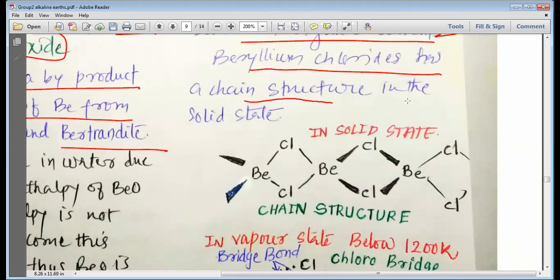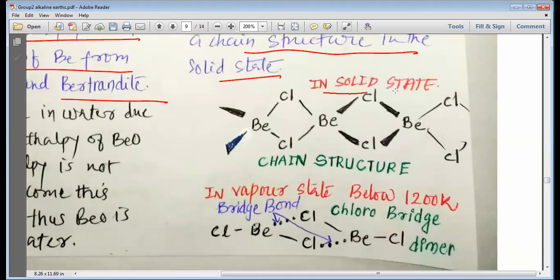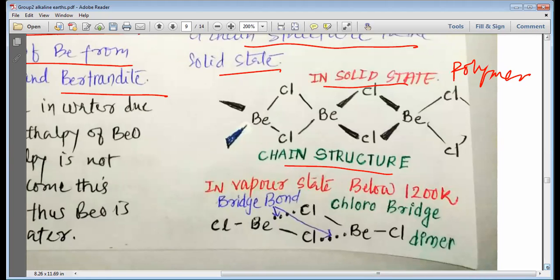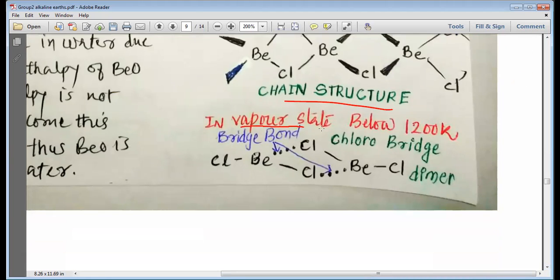Beryllium chloride has a chain structure in the solid state. This is also an important point, my dear students. In the solid state, this beryllium chloride actually has a chain structure. You can see the chain structure of beryllium chloride, and it forms a polymer. But when it is heated to high temperature and turned into the vapor state, below 1200 Kelvin, this beryllium chloride exists as a chloro-bridged dimer. You can see these two bridge bonds, which are shown with the dotted lines. And this is how below 1200 Kelvin, it behaves as a chloro-bridged dimer.